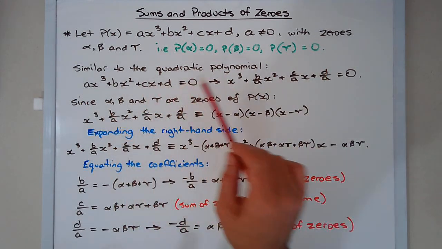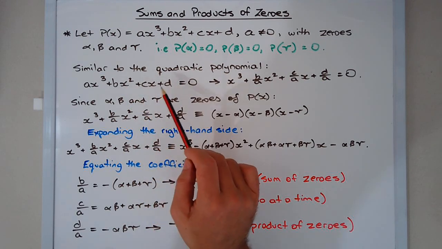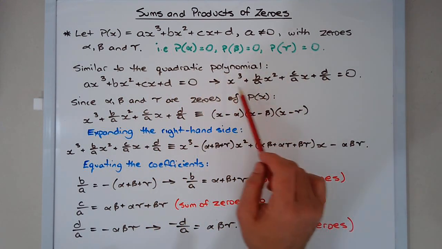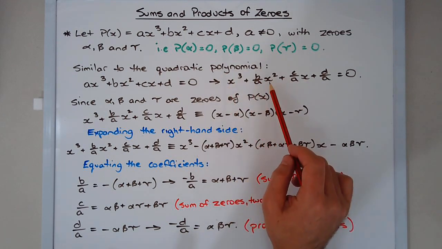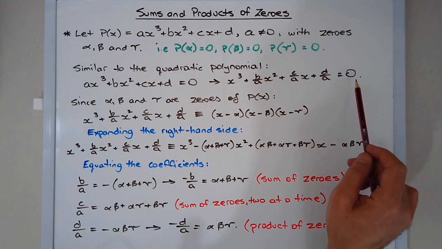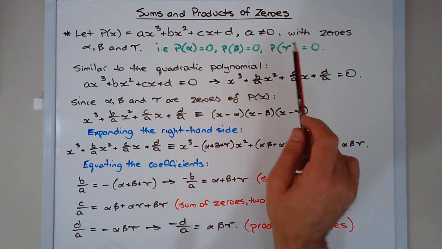Now, similar to the quadratic polynomial, ax cubed plus bx squared plus cx plus d equals 0 can be reduced to the monic equation x cubed plus b on a x squared plus c on a x plus d on a equals 0. And of course, the solution to both of these equations is alpha, beta, and gamma.